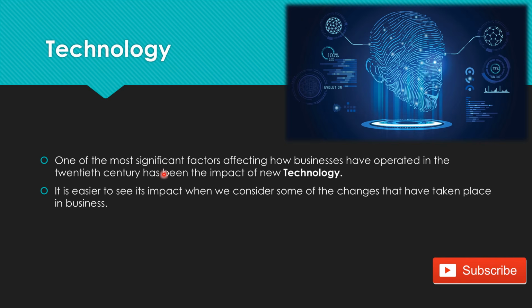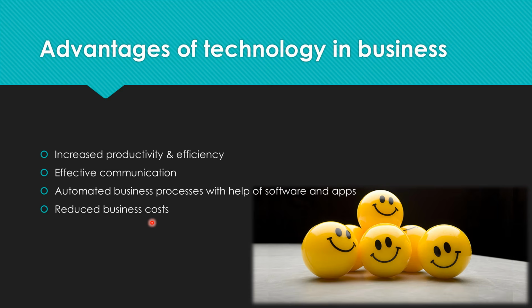Technology. One of the most significant factors affecting how businesses have operated in the 20th century has been the impact of new technology. It is easier to see its impact when we consider some of the changes that have taken place in the business. So let's consider some of the advantages of technology in businesses. So it increased productivity and efficiency, effective communication, automated business processes with help of software and apps, reduce business costs.